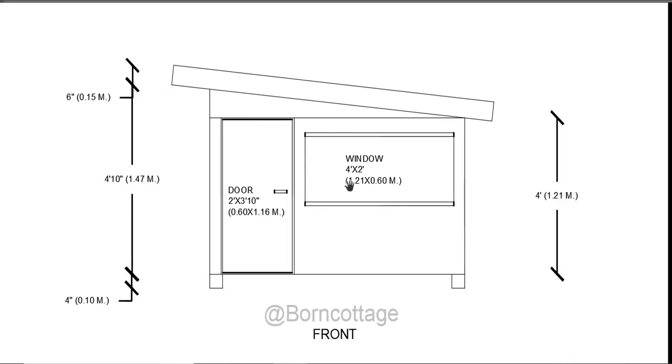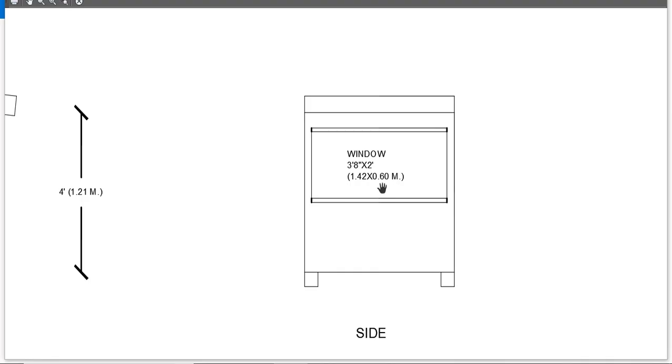The dimension of the window is 4 feet into 2 feet, in meter 1.21 into 0.60 meter. So this is the front view dimension, and we have a side view dimension. So we have a window, and the size of the window is 3 feet 8 inches into 2 feet, in meter 1.42 into 0.60 meter. So this is the detailed floor plan of the dog house.